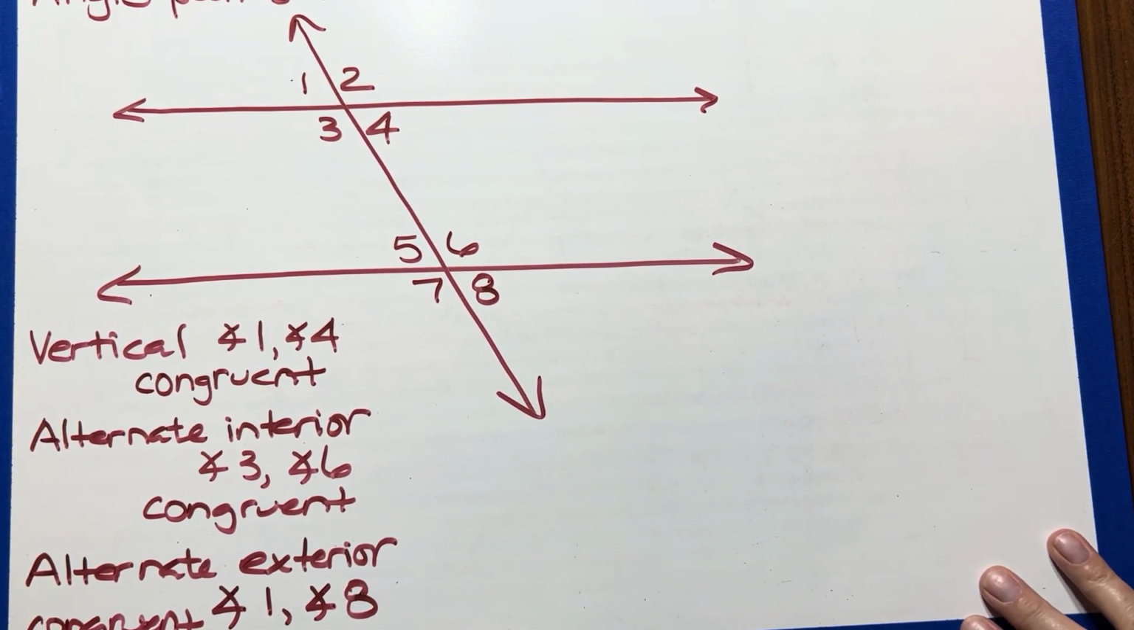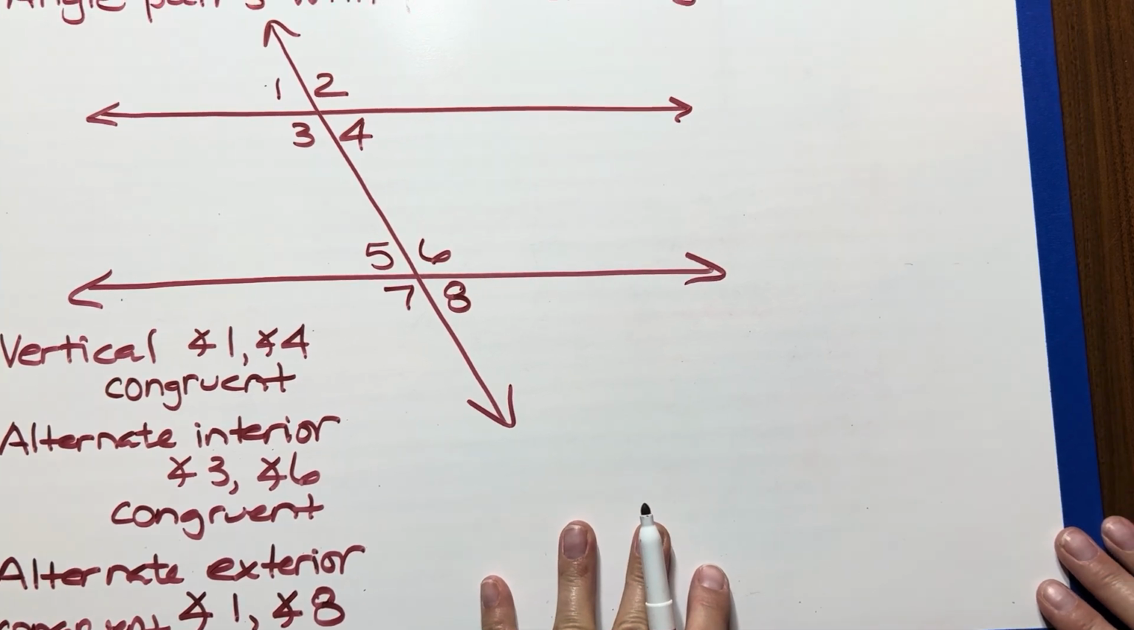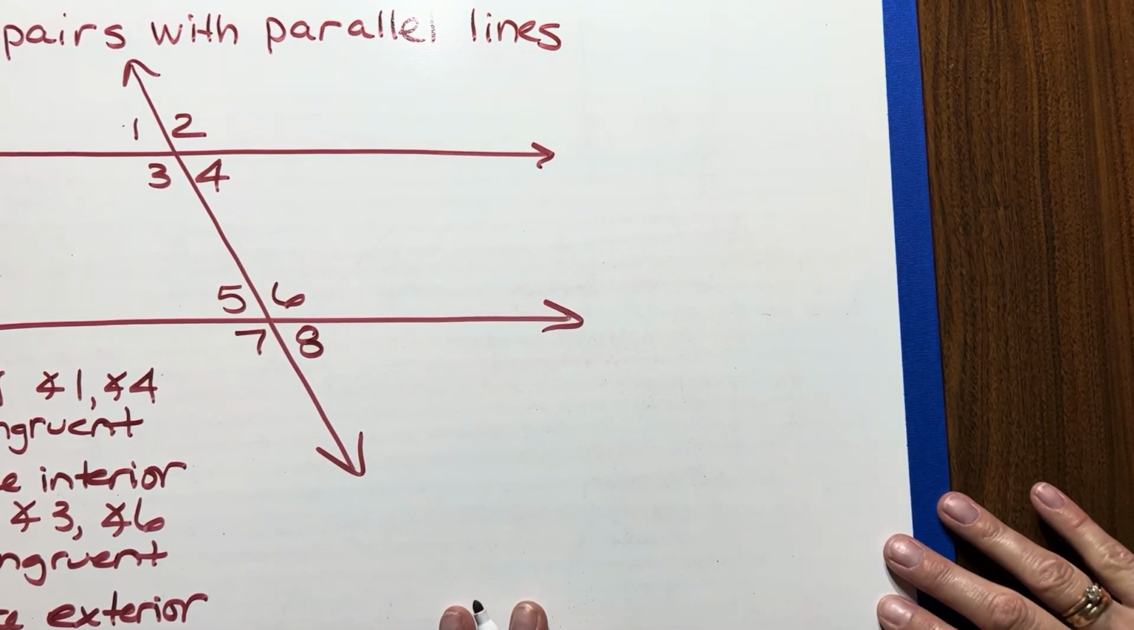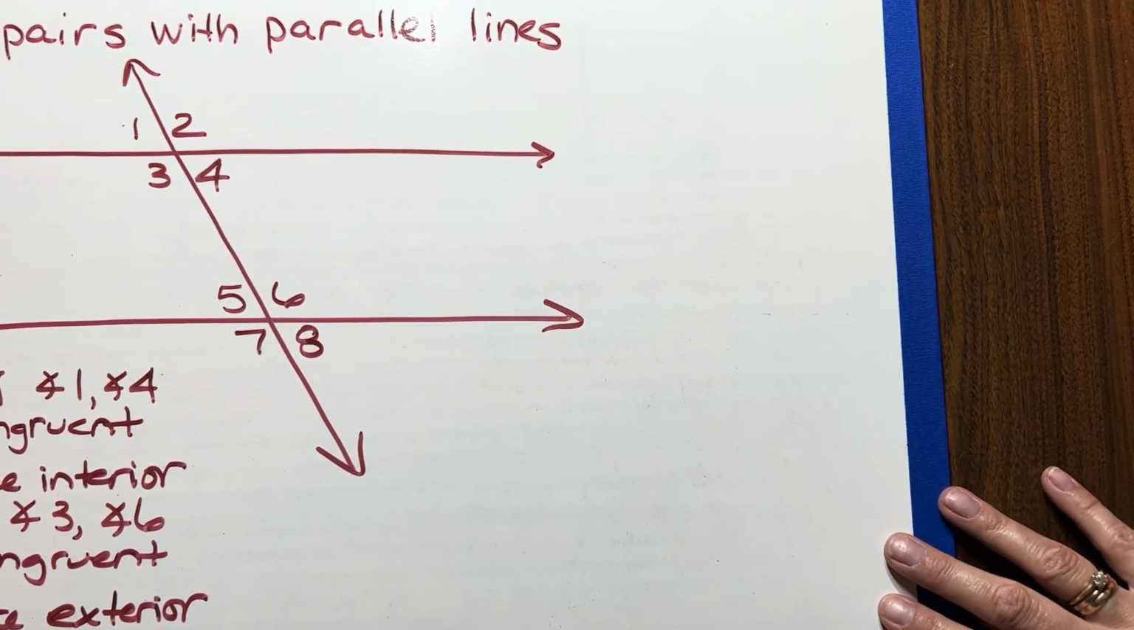Okay, so as of now, we've got vertical angles, alternate interior angles, and alternate exterior angles. All 3 of these sets of angles are congruent pairs. Now let's talk about some that are pairs but have different relationships.